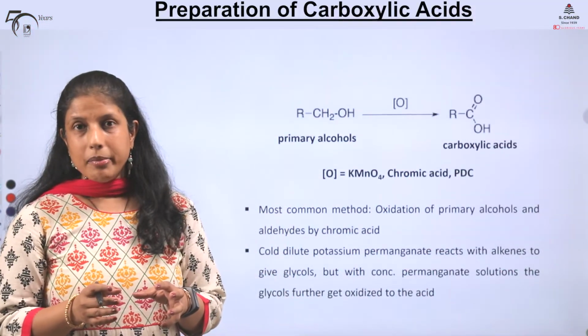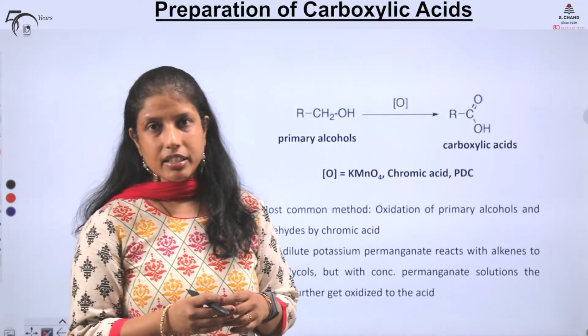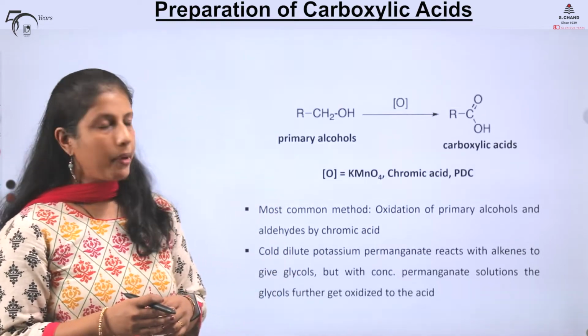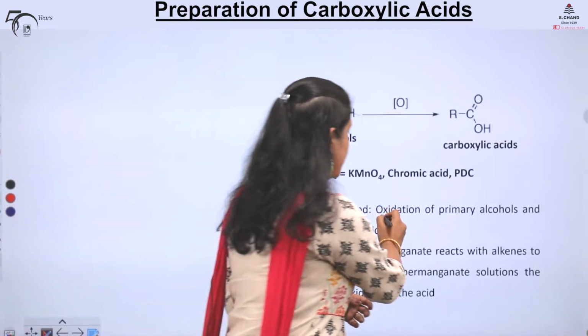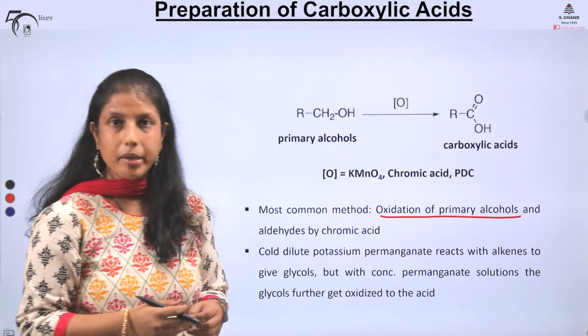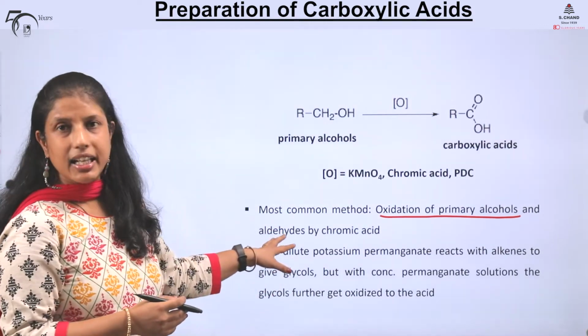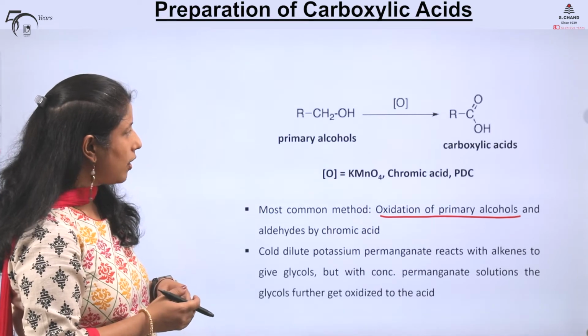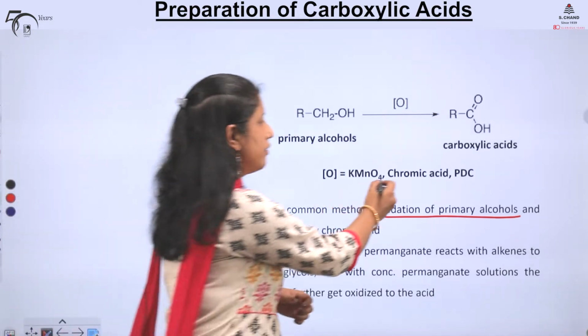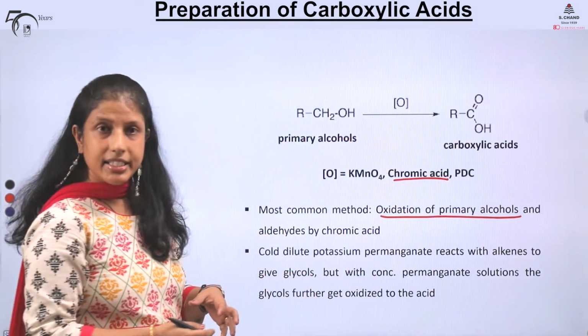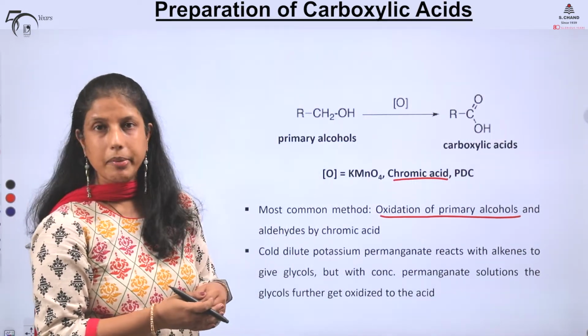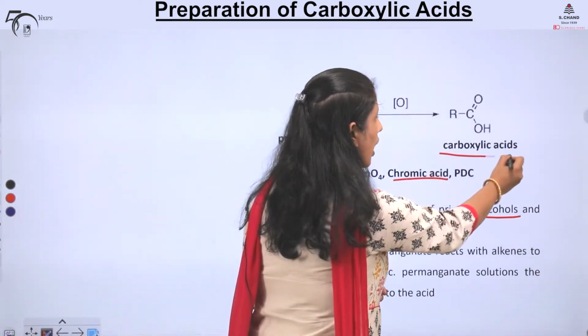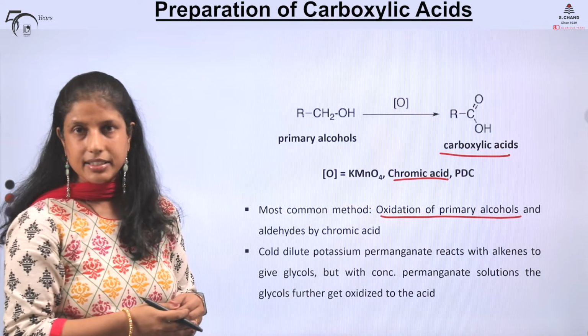The most common method, I hope you have guessed it correctly, to prepare our carboxylic acids is by the oxidation of our primary alcohols and aldehydes by chromic acids. So, primary alcohols on oxidation with chromic acid, PDC or even potassium permanganate give you our carboxylic acids.